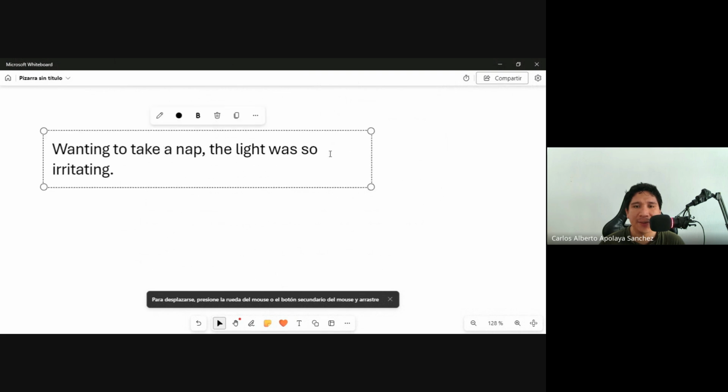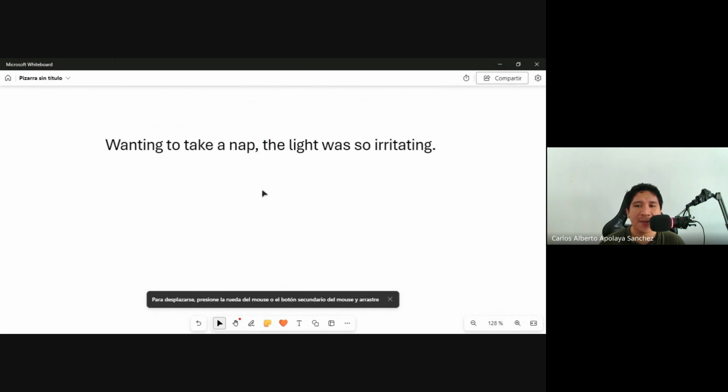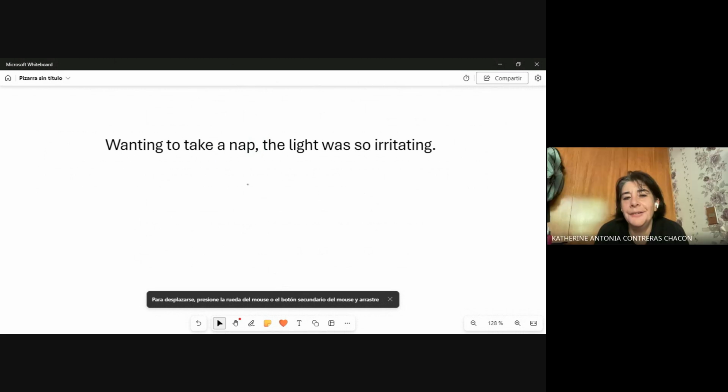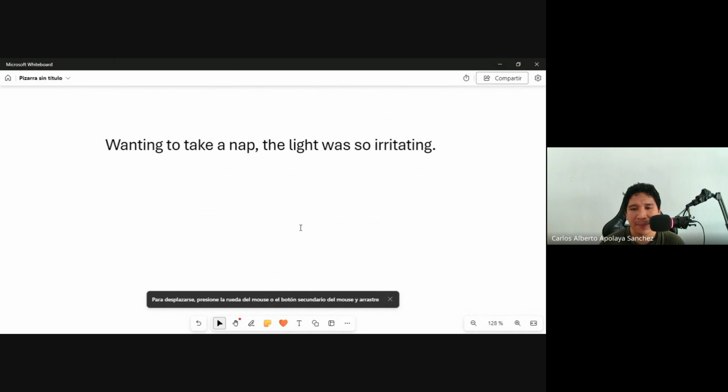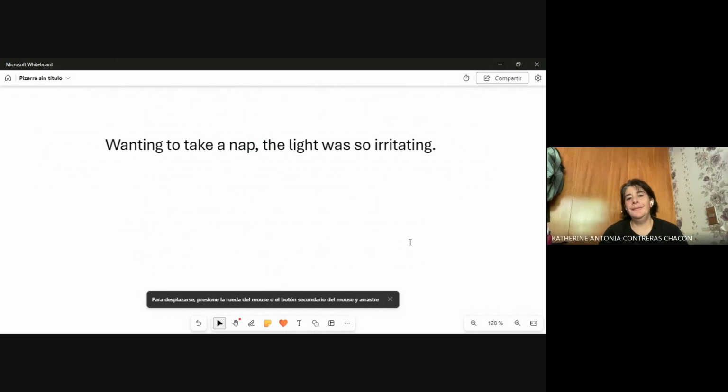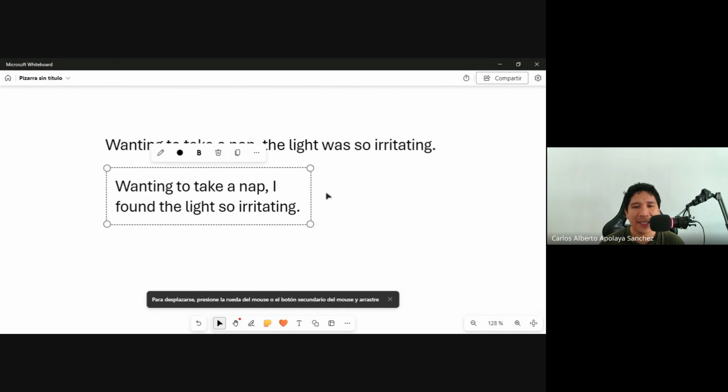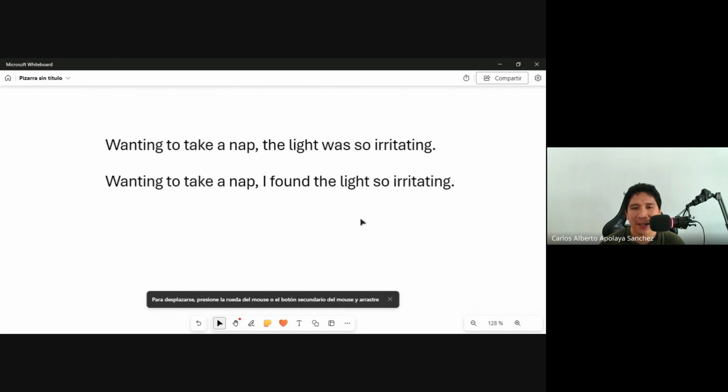It says, "Wanting to take a nap, the light was so irritating." You will find this incorrect. What is the answer? Someone was irritated because of the light. Exactly. "Wanting to take a nap, I found the light so irritating." So this grammar is also found in this test. So I suggest that you check misplaced modifiers, and also, for example, "the fact that."